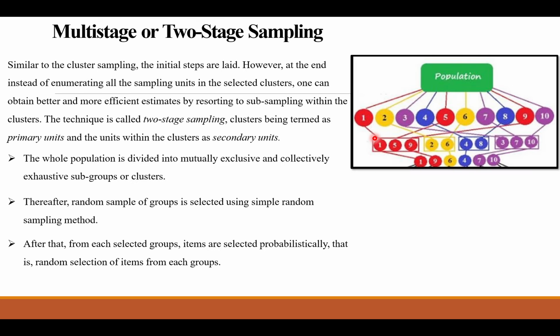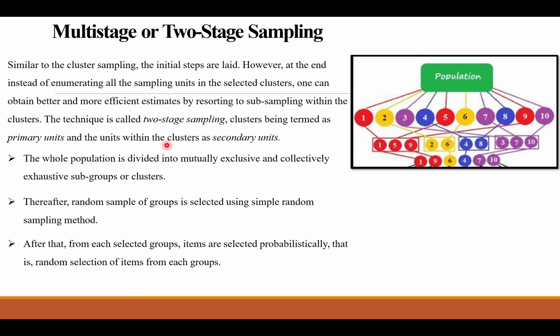Then cluster sampling. Cluster sampling is where the whole population is divided into mutually exclusive and collectively exhaustive subgroups or clusters. Thereafter, a random sample of clusters is selected using the simple random sampling method. After that, from the selected clusters, all elements are included in the sample. Multi-stage or two-stage sampling is similar to cluster sampling. The initial steps are the same.